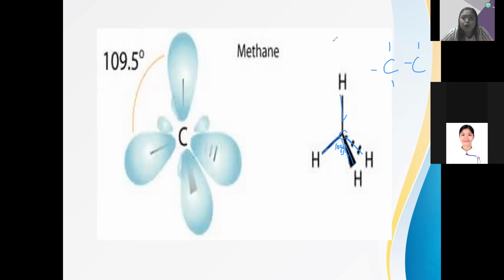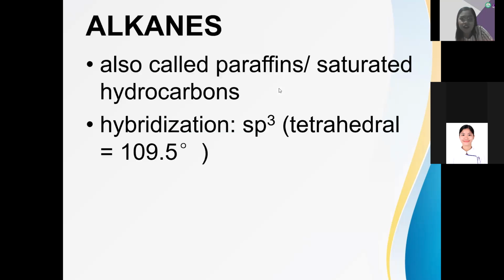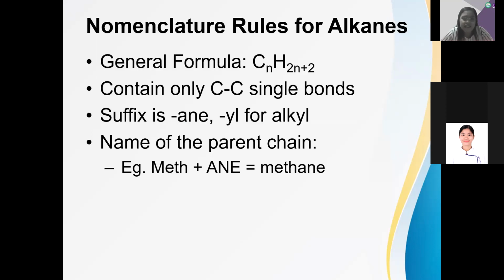So yun yung totoong shape ng ating molecule or molecules for the alkanes, that is due to the hybridization again of the orbitals of the electron. So again, the type of hybridization for our alkanes is sp3. So I hope naintindihan yon. I will have more examples later of the other types of hybridization as we go along with our discussion, especially with alkenes and alkynes. Okay, now nomenclature rules for our alkanes.